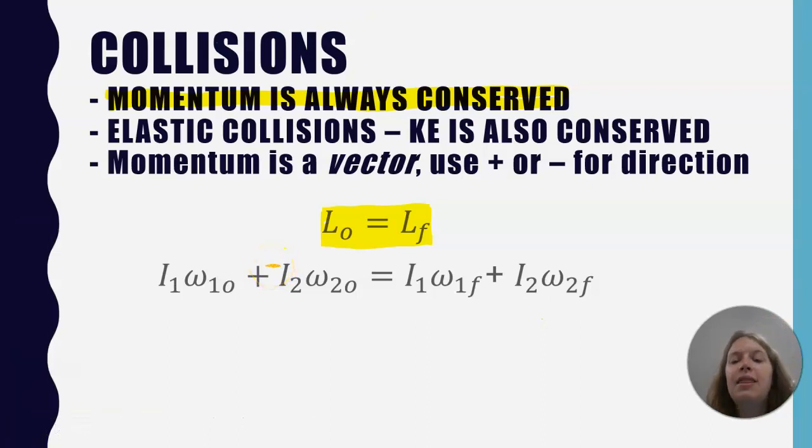And then in the end, whether they stick together or not, you can still express the final angular momentum as the first one's moment of inertia times the final angular velocity of that one, plus the second one's moment of inertia times the final angular velocity of that one. So if they stick, this really results in those rotational inertias adding together, and each of them moving together with some final angular velocity. But if they don't stick, then you can keep them separate.